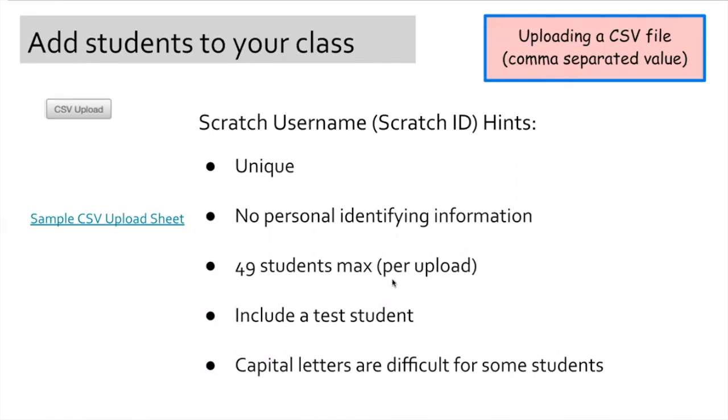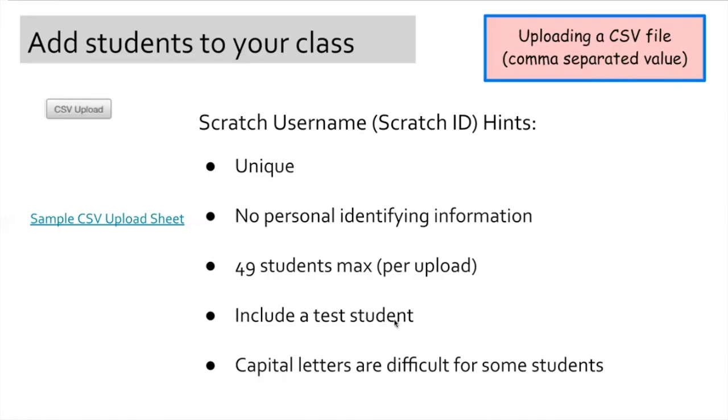You can only upload 49 students maximum per upload. If you need to upload more than 49 students, you can do your first upload of 49, change the usernames and passwords, and then do another upload of 49 and more, and even more if you need to.